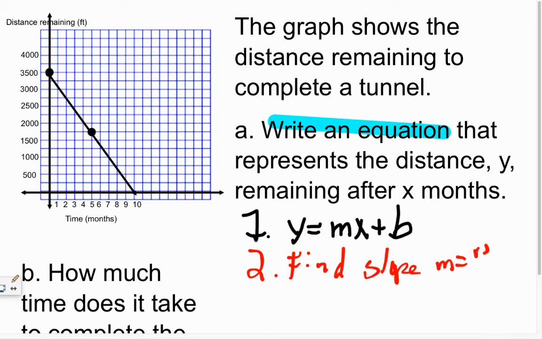Rise over run. But when they give you a graph, be very careful. From this point, we do go down. 1, 2, 3, 4, 5, 6, 7. You are correct. But that 7 is not actually 7. Notice we started here at 3,500, and then we came all the way down here, not to that 1,500, but in between it.